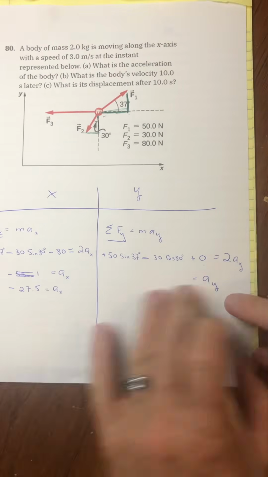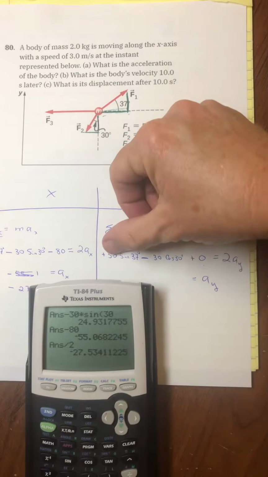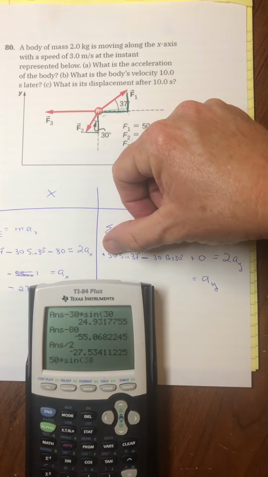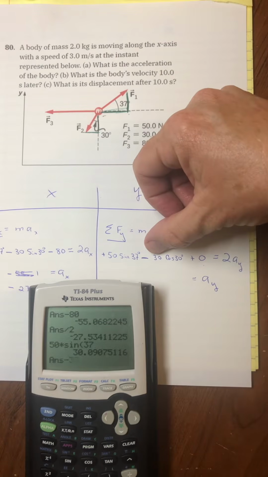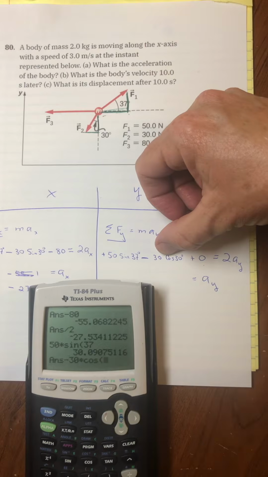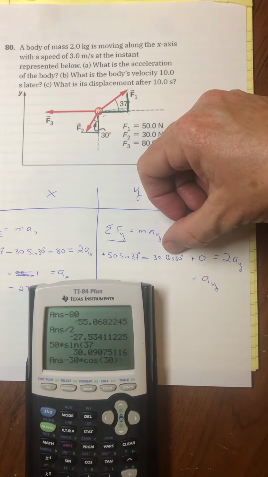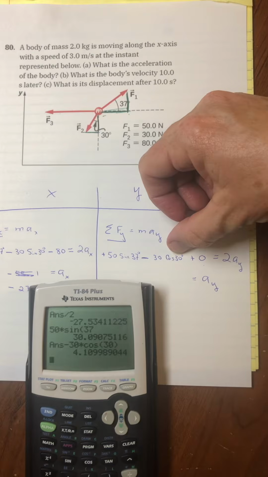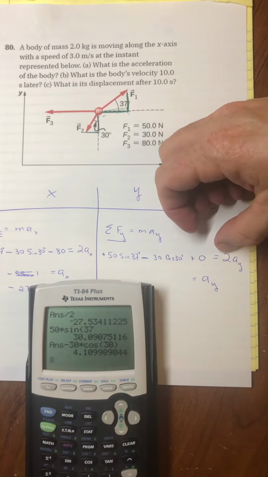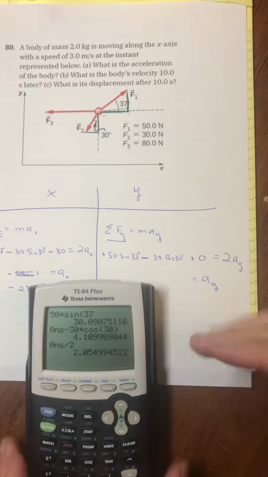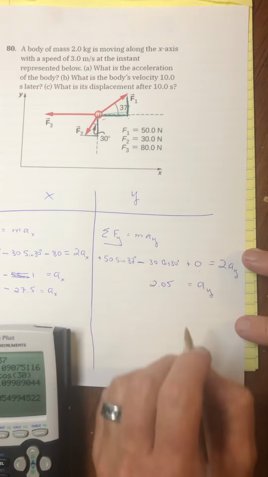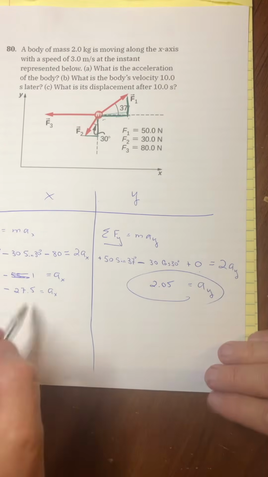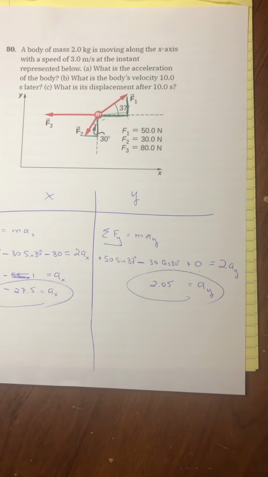Okay, now let's do the same math here. This 50 times sine of 37 must be about 30. Okay, good. Minus, and I can't do this one in my head, so 30 times cosine of 30 and plus 0. And so that's 4.1, and then divide by 2. And so there is a small 2.05 acceleration in the y direction, at least small compared to what it is in the x direction.